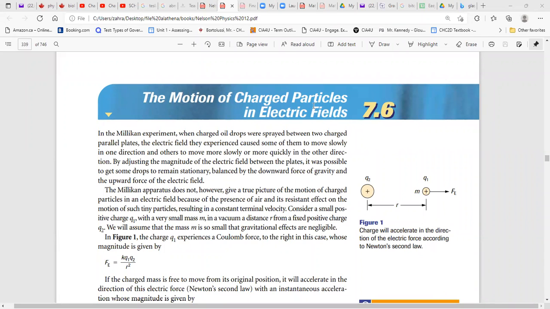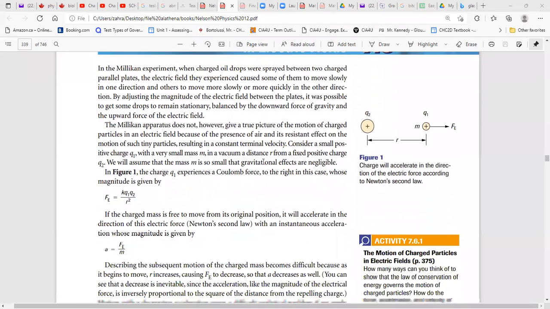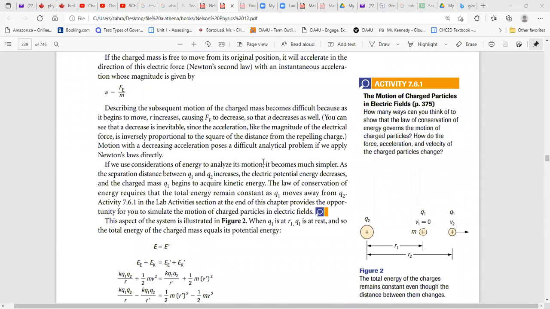10.6, the motion of charged particles in electric fields. So when there is charge moving in electric fields, it experiences force. You know that the force equals ma, so acceleration is the force divided by m. This force is electric force.